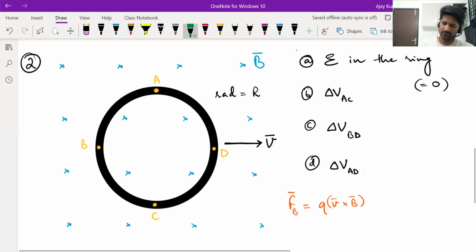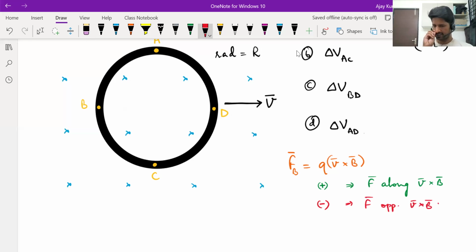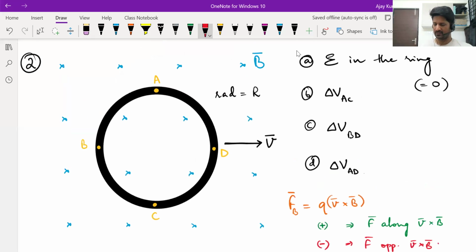Now, if Q is positive, then force and V cross B will be in the same direction. So force is along the cross product V cross B. If the charge is negative, it means there is a negative coefficient between force and V cross B. So force will be opposite to V cross B on negative charges. Now in this case, V is to the right, magnetic field is inward, so V cross B is upward. It's the same case that we have taken many times.